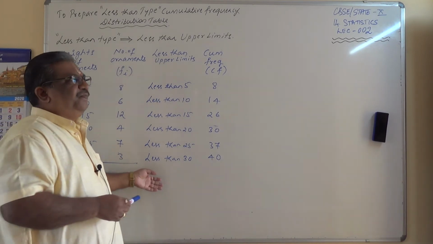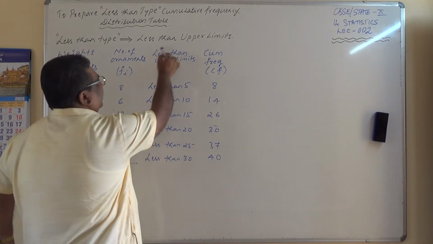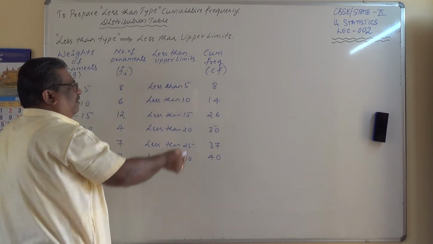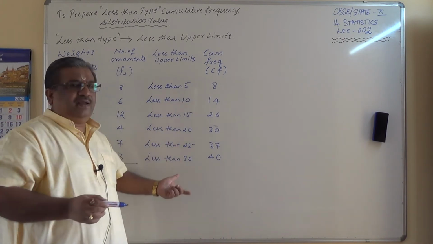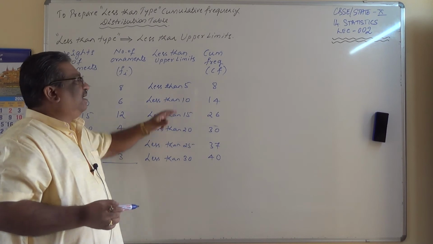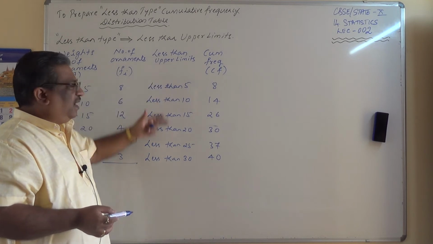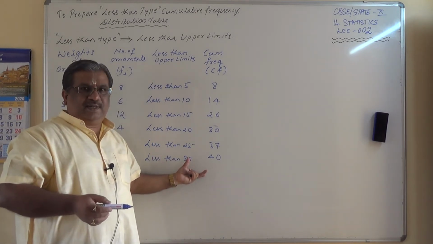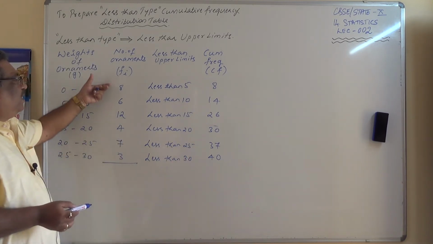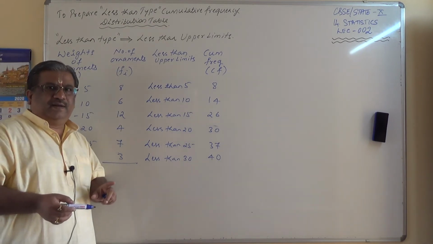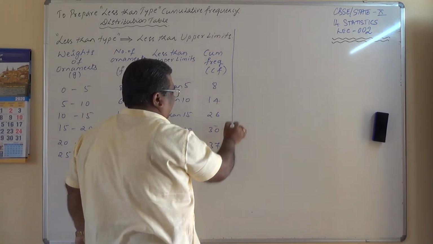But why do we have to study this one? This is because in finding out the median, you will be given this particular data, and from this data you have to find out the median. Hence I am showing how to prepare the less than type of cumulative frequency distribution table. If you are given a less than type distribution, how do you extract the class intervals and the frequency and find out the median? That is what we need to study. So this part you have understood clearly.